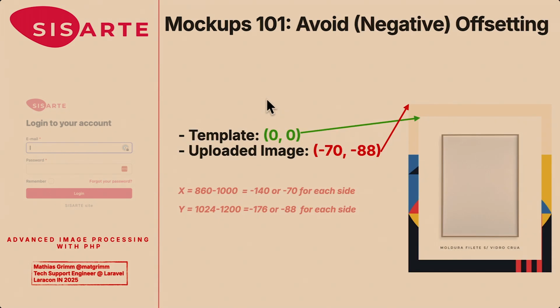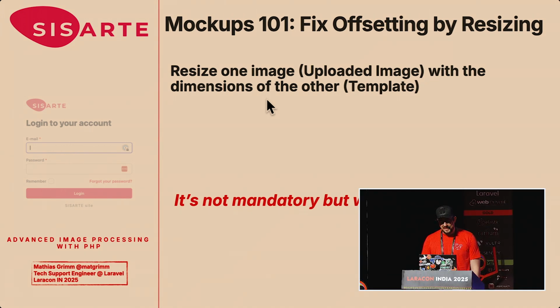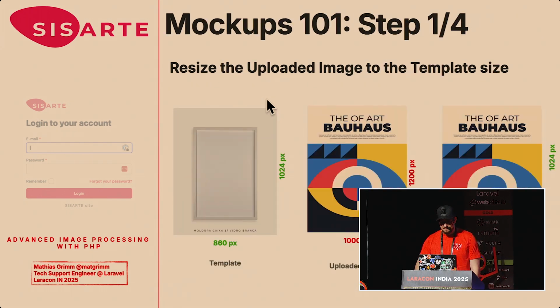A few things to bear in mind. Nobody likes negative margins and stuff like that, because it's complicated to reason about. So we want to eliminate that, and it's pretty easy to do. We can just resize the images so that they are the same size, they will have the same coordinates, and that means it's much easier to work. It's not mandatory, but it's much easier. So we take the uploaded image, use the dimensions from the template, and resize the uploaded image.